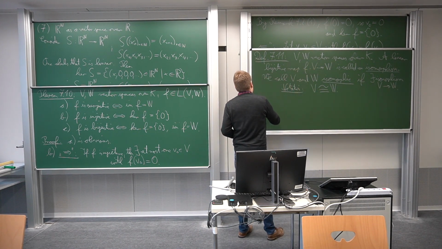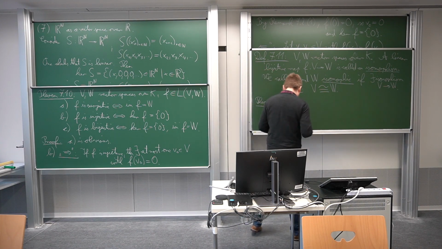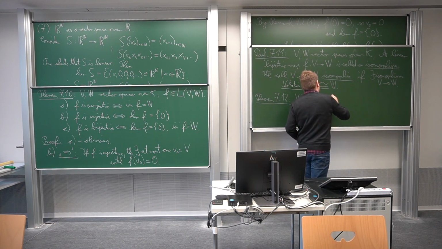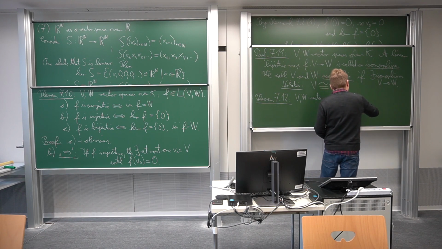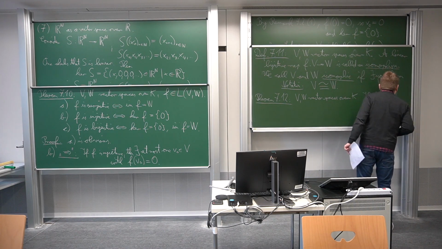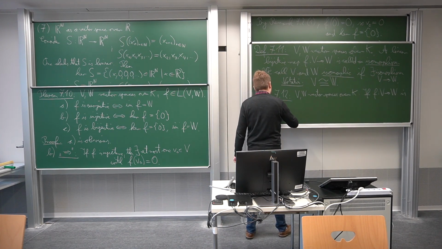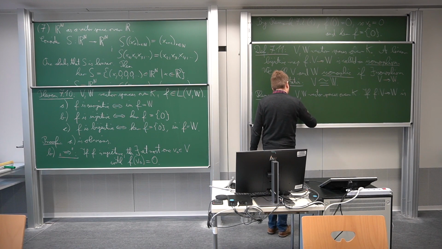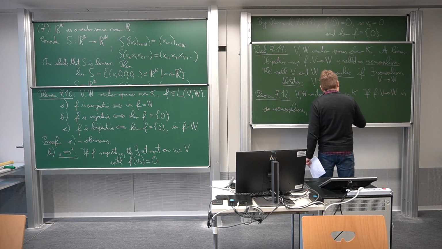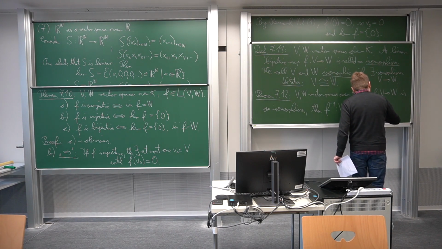Now, first of all, a basic property of an isomorphism, which is not that exciting but important. Namely, if V and W are vector spaces over K, and if F is an isomorphism from V to W, then the inverse map from W to V is an isomorphism as well.